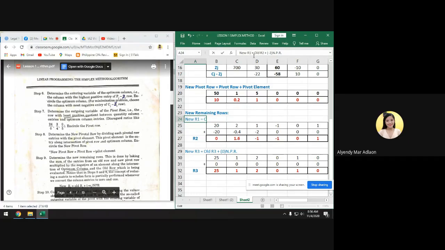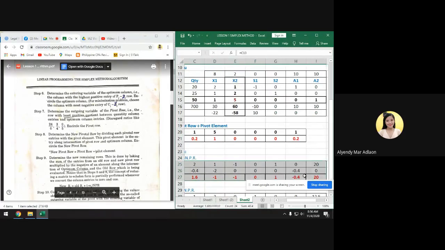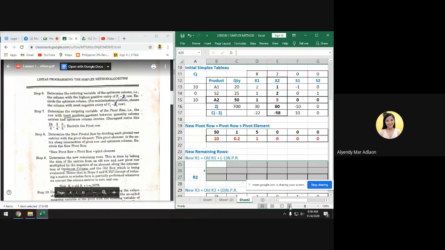So same lang gihapon class, the old row 1 plus the negative element of the amount in the optimum column. Negative element sa naa diri sa optimum column. So for example, for row 1, ang nasa optimum column man is si 1, 'di ba? So we will use negative 1. Okay? And the negative 1 multiplied by the new pivot row. So how do we do that?